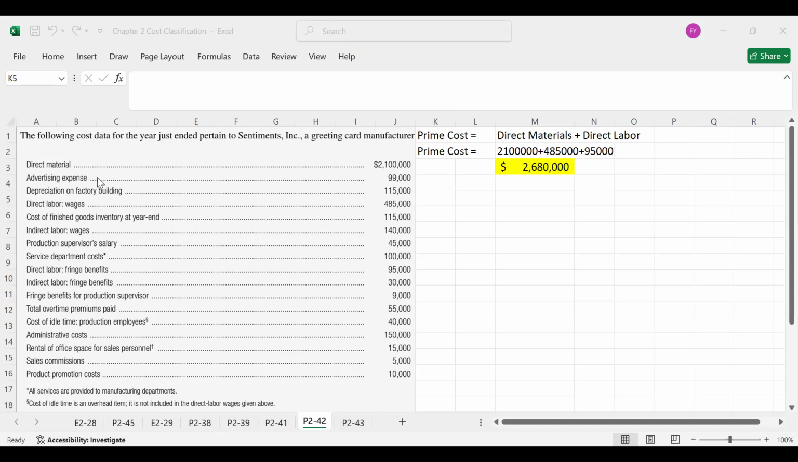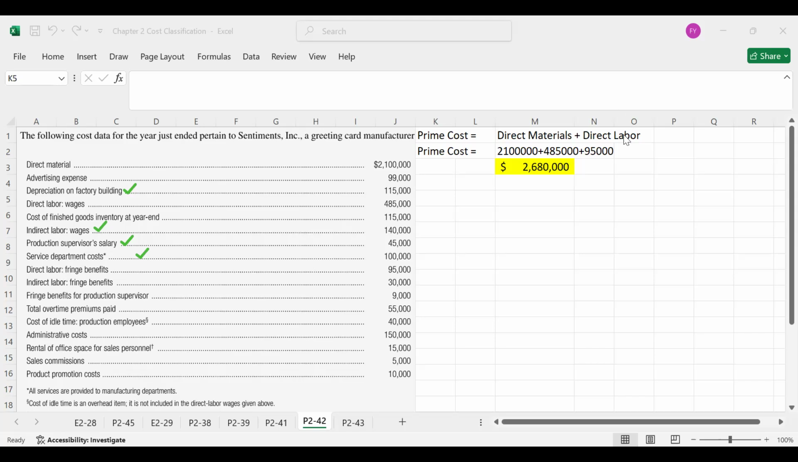Advertising expense is a part of selling and admin expenses or period cost. So depreciation on building, yes, it is part of MOH, cost of finished goods inventory. So this is inventory. Indirect wages, all indirect wages or indirect labors, fringe benefits, and production supervisor salary. This is also part of manufacturing overhead. Then service department cost is there. So all the service is provided to the manufacturing department. So this is the manufacturing cost.